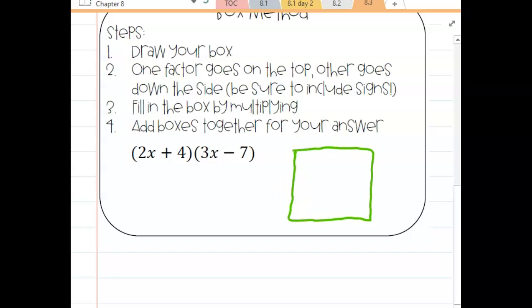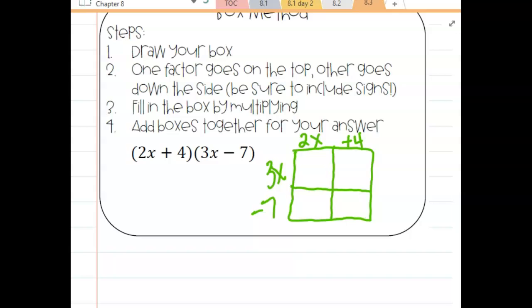What I mean by that, you're going to have 2 boxes on the top and 2 boxes on the side. Now it has to be 2 by 2 because you're going to write one factor on the top and the other one goes down the side. So you're going to take 2x plus 4, and you're going to put 2x plus 4. Make sure you include the signs. And down the other side, you're going to put your other factor, 3x minus 7. Make sure you include that 7 is negative. It's not a positive sign.